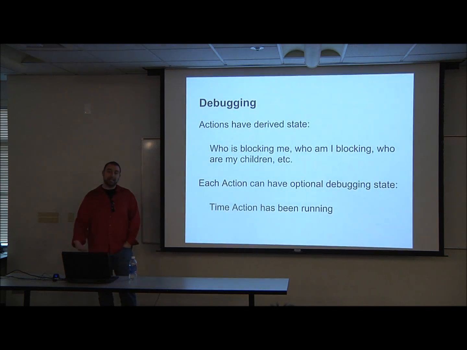So if you're ever wondering why an action's not running, having that information can be really handy to figure out what action took priority. And then you can also have additional debugging state you add possibly just for the purpose of your debug output. You might want to have a timer that just tells you how long this action has been running, for instance. It can come in handy if your action doesn't normally have a timer involved.